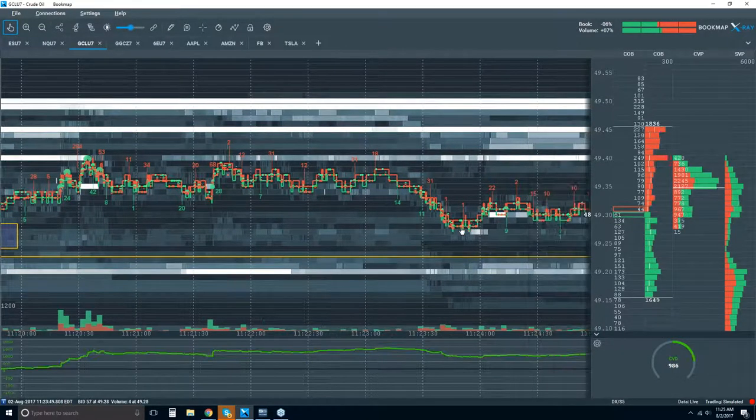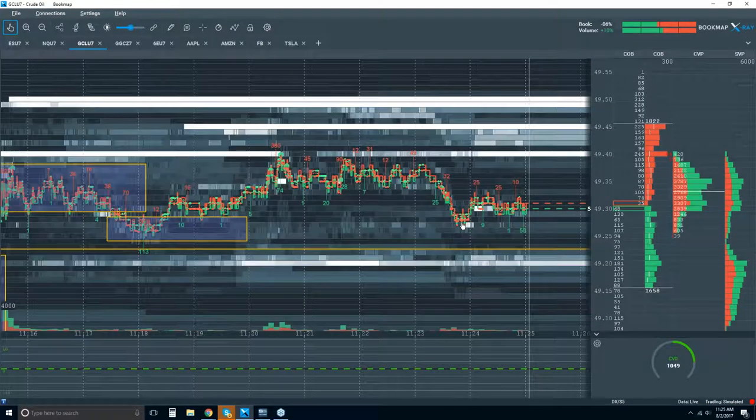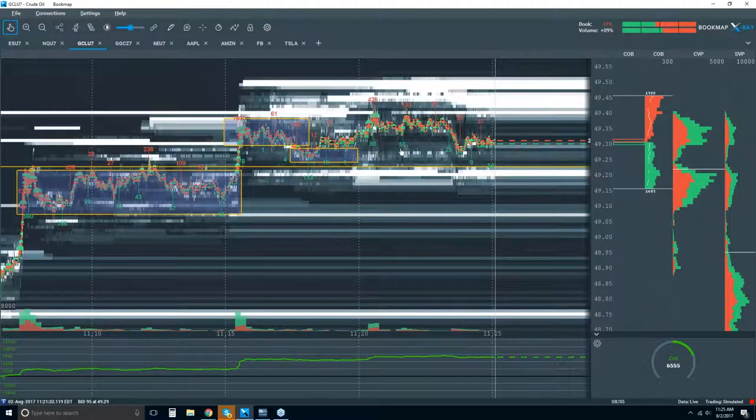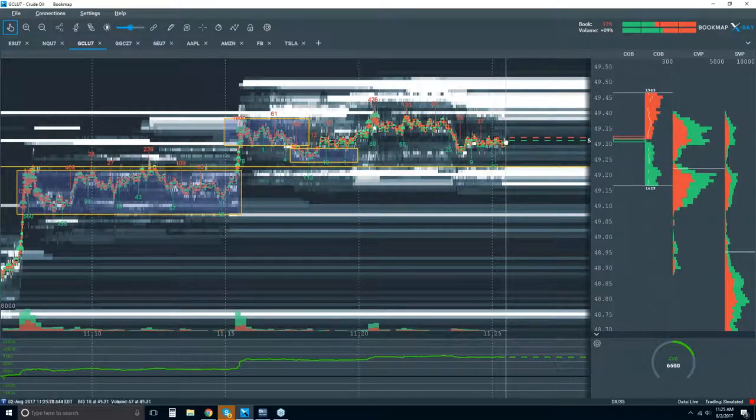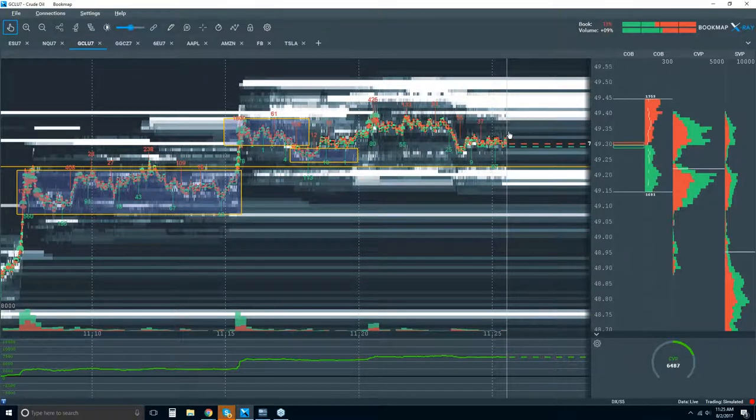Okay, and then we see the breakdown here. So that's why I was anticipating a move back down into 49.20. Instead we got about halfway there, and then we got a little bit of a shift. So we still might get that one more big push into the half figure here. That's possible. We'll keep an eye out for it. But that's one scenario here that can unfold.